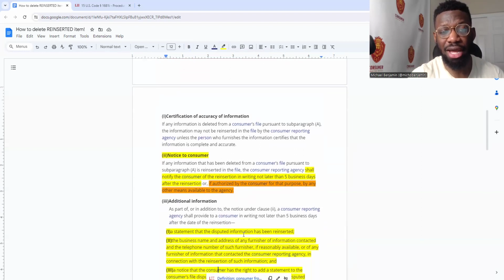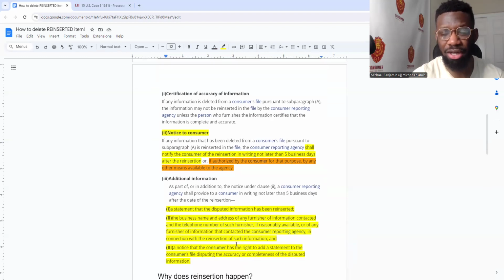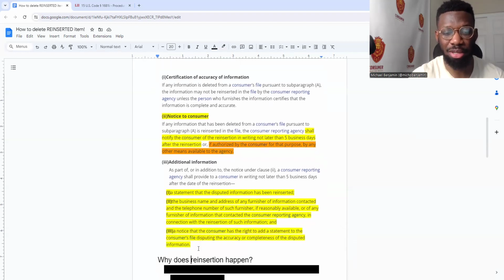And then in addition to that, we want to look at 15 USC 1681i(a)(5)(B)(iii), right? So 3 i's. It says as part of basically what's supposed to happen, they're supposed to give you the following elements: a statement that the disputed information is being reinserted, the business name and address of the furnisher, etc. Y'all can read it on your own time or pause the video. And then a notice that you've got a right to add a statement.